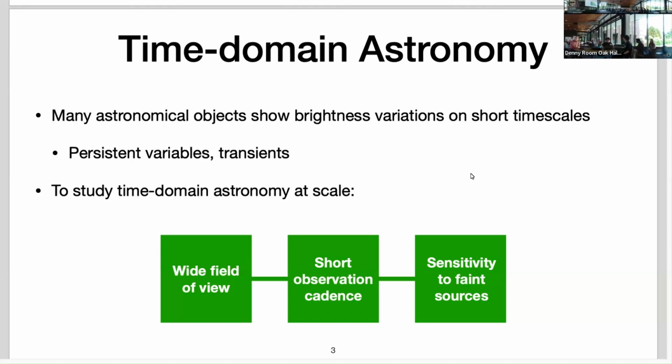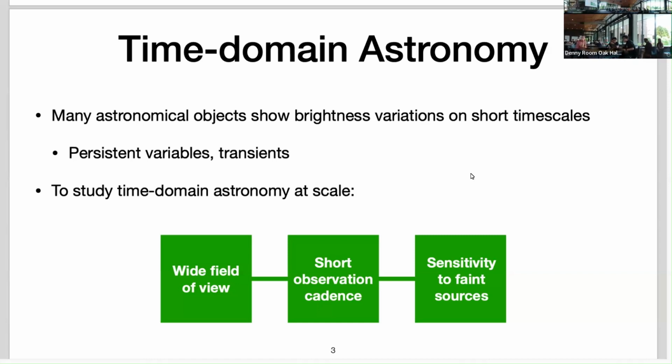So variables, they're changing and they continue to change. We see them, you can look up and point to them night after night, year after year, and they'll be continuing to vary. Transients, we see the brightness change once, and then they kind of drop off the map. We don't see that happen again.